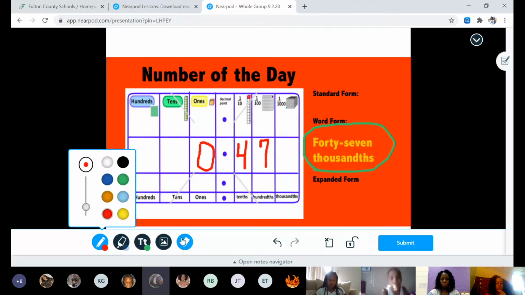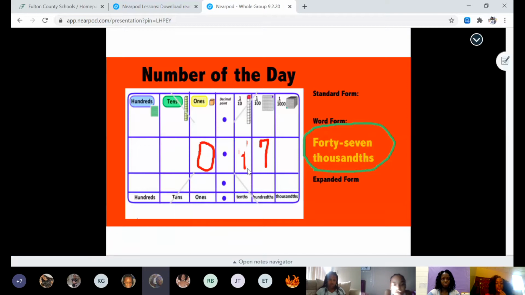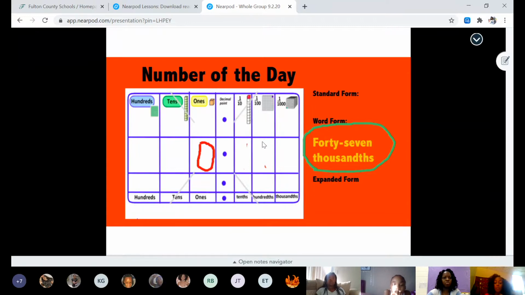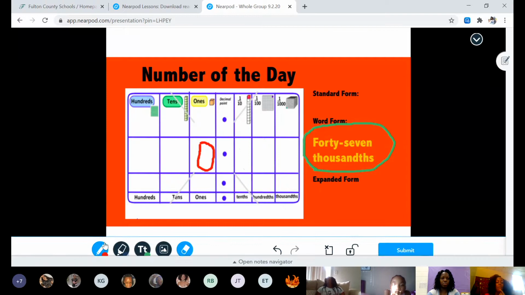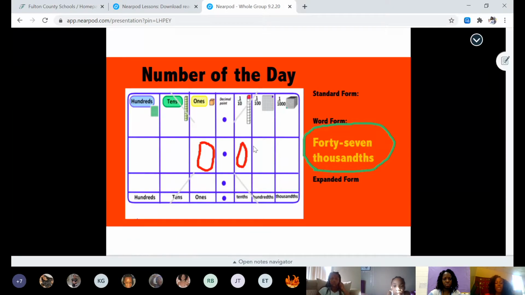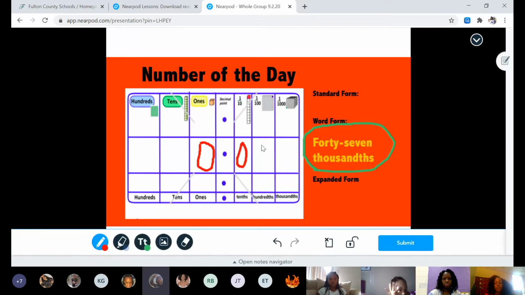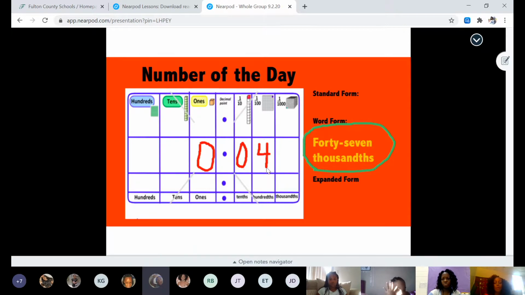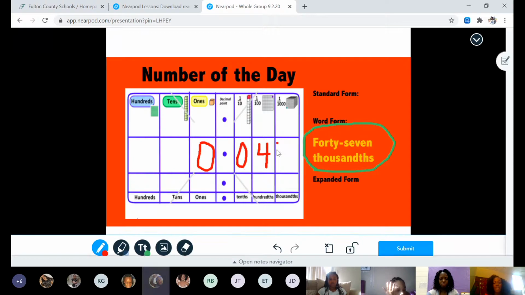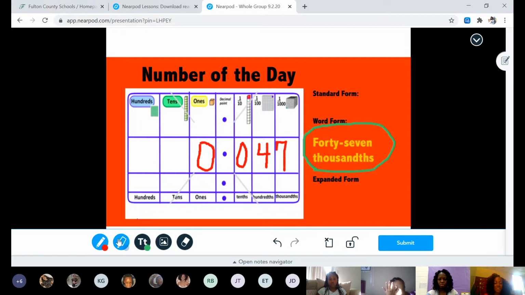So you have to erase the 4 and erase the 7. Yep. And since we don't have a value, we were able to notice there's no value for our tenths place. So what digit do I need to write if we don't have a value? 0. Yep. So I'm going to write a 0 in what place? The tenths. Now, what digit do I need to write in my hundredths place? You need to write 4. Mm-hmm. And now what digit do I need to write next in my thousandths place? A 7. A 7. Very good. Now I have 47 thousandths.